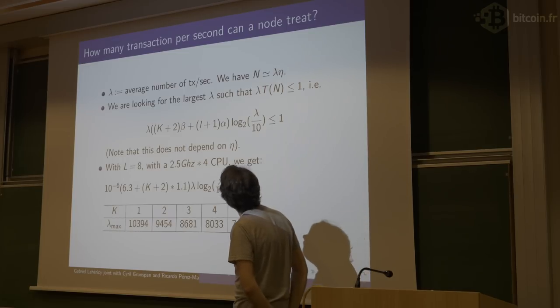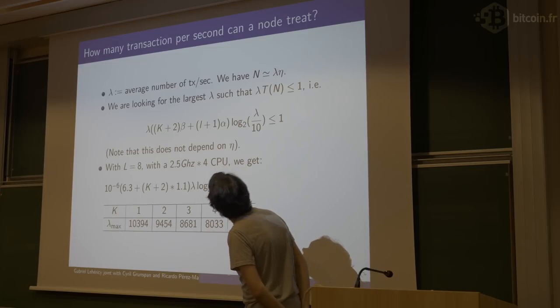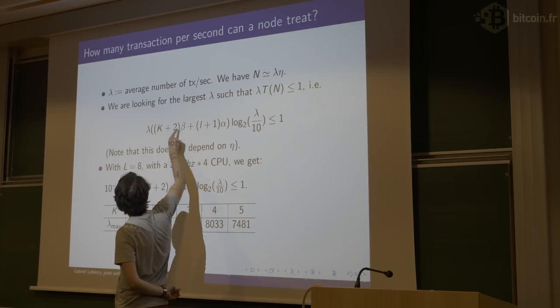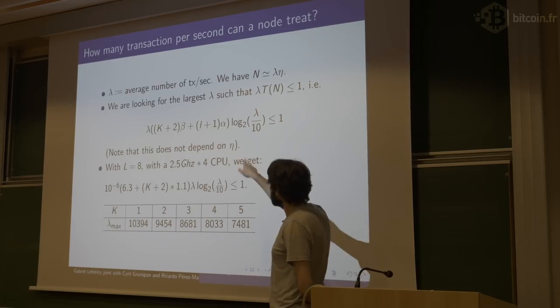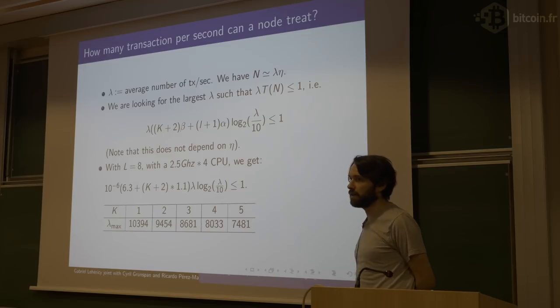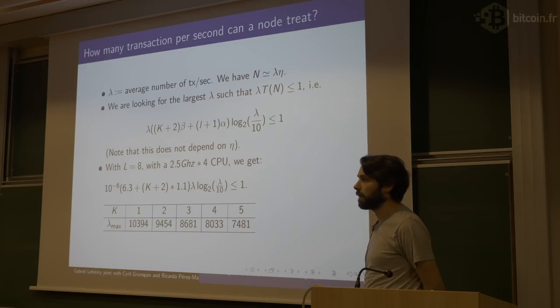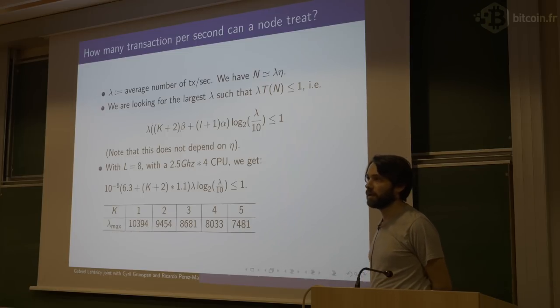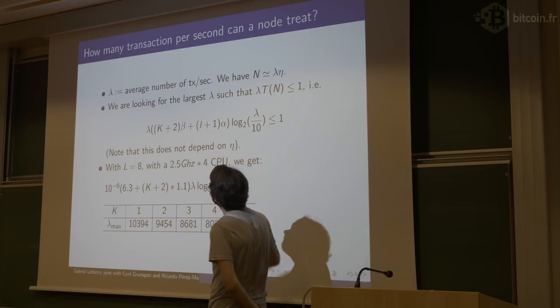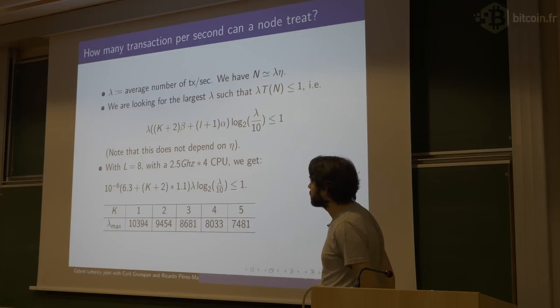Now we still have two parameters, k and l. Sorry, this is a mistake on the slide: it should be small l, which is here. So we still need to fix these parameters. I chose l equals 8 because it's more or less the average number of neighbors in the Lightning network. It's safe to assume that in general a node will not receive the same seed more than the number of neighbors it has. So we can upper bound l by 8.